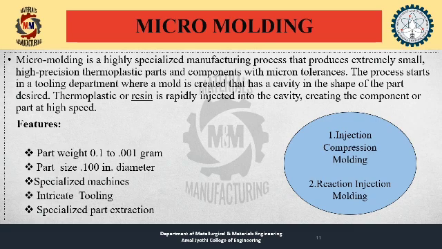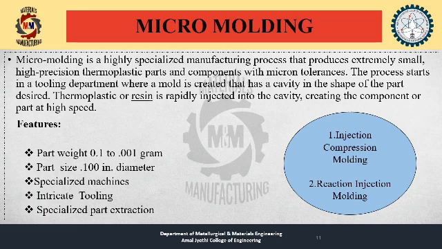Micromolding is a highly specialized manufacturing process which produces extremely small, high-precision thermoplastic parts with micron tolerances. This process starts in a tooling department, in which a mold is created that contains a cavity in a desired shape. Here, thermoplastic is rapidly injected into the cavity, creating a component or part at a high speed. So, micromolding has certain features, the first of which is part weight.